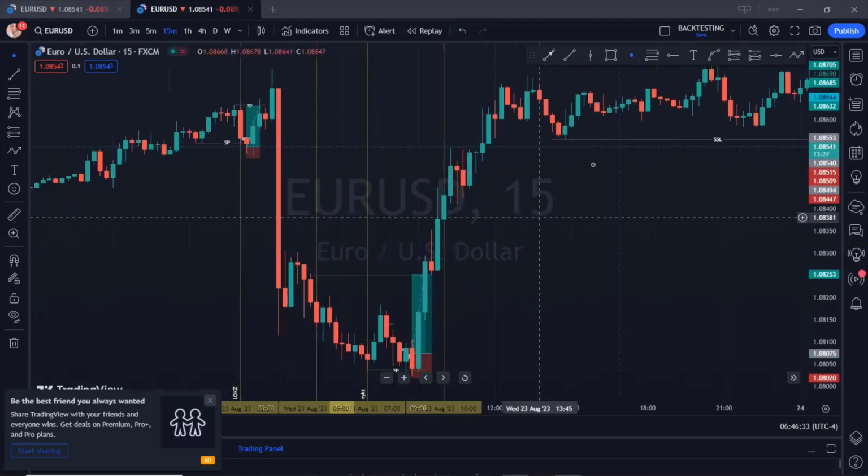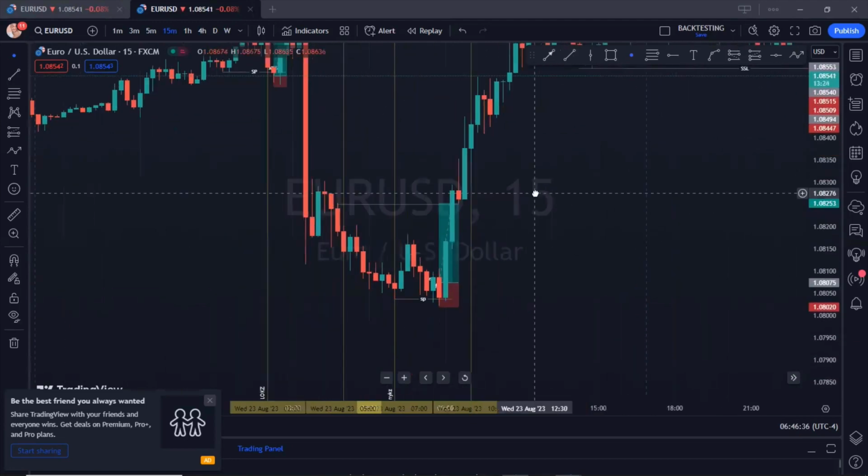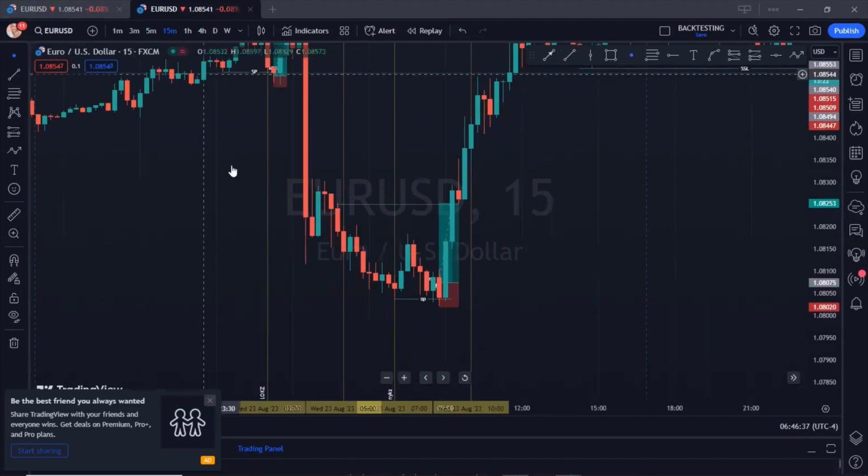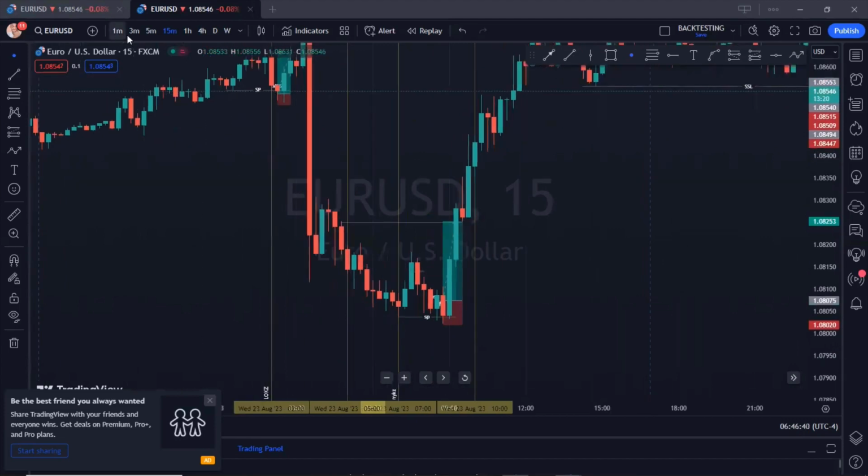So once a stop purge happens in 15 minutes, now what will you be looking out for? Then you go to your entry. Where you should be taking your entry is either in 1 minute, 2 minutes, 3 minutes, or 5 minutes. But most times what I use is 1 minute, 3 minutes, and 5 minutes. So why am I using this? It means if I see an entry in 1 minute and it's not clear, I'll go to 3 minutes to look for a clearer entry. Now, what is the entry?